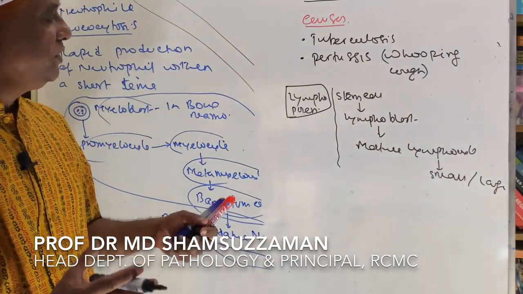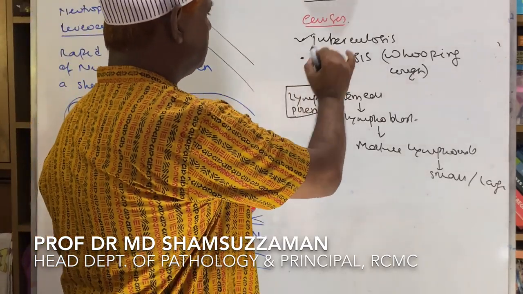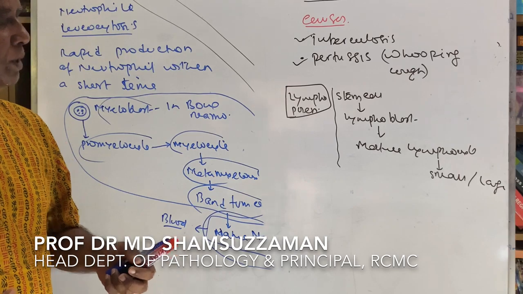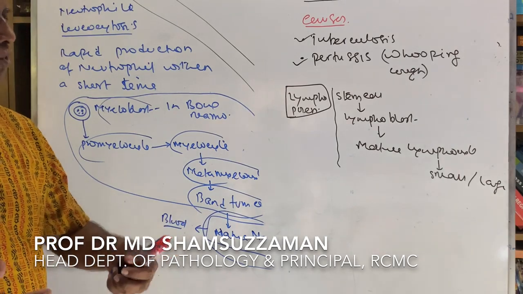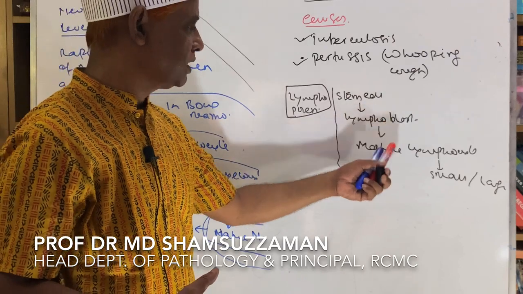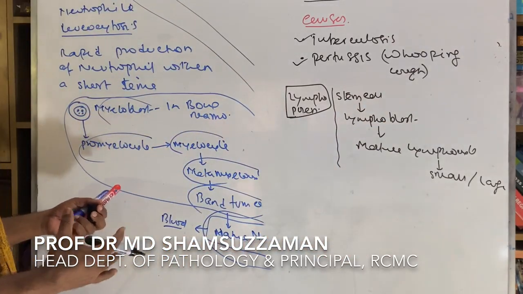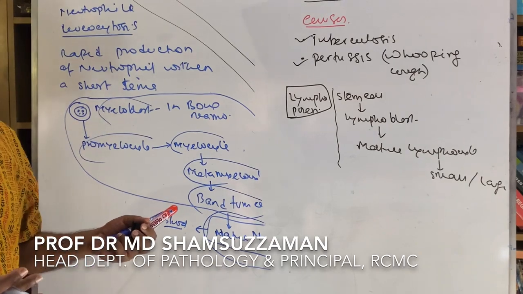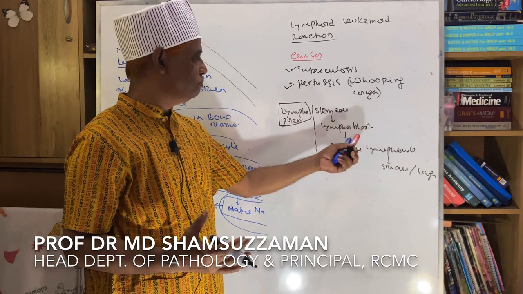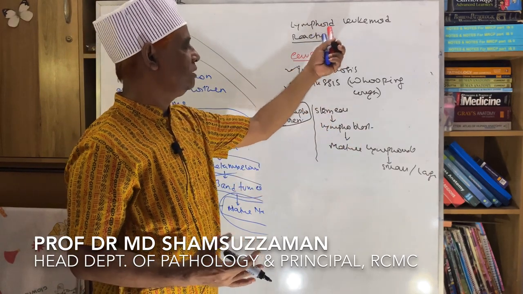If there is rapid production of lymphocytes during tuberculosis or in pertussis, if there is rapid production of a huge number of lymphocytes in a short time, along with the mature lymphocytes, some lymphoblasts may come in blood, and so the blood picture resembles leukemia. As the invasive cells are lymphoblasts, it is a case of lymphoid leukemoid reaction.